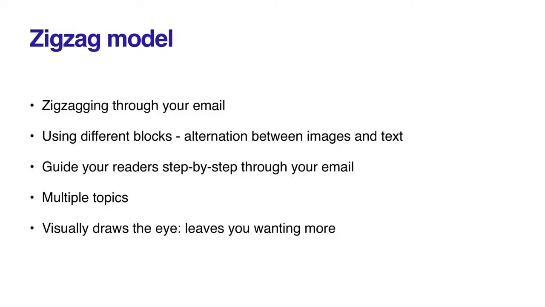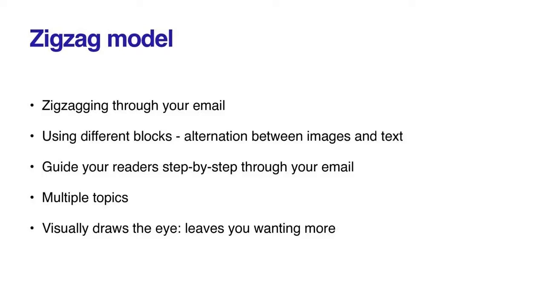The next structure that we would like to discuss is a zigzag model, and the name says it as well. Using different blocks, which alternately consist of images and text, you try to guide your readers step by step through your email. So your readers are zigzagging through your email. This model comes in very handy when you want to mention multiple topics and want to display them in a very simple way. Yet another plus is that it visually draws the eye and leaves you wanting more.